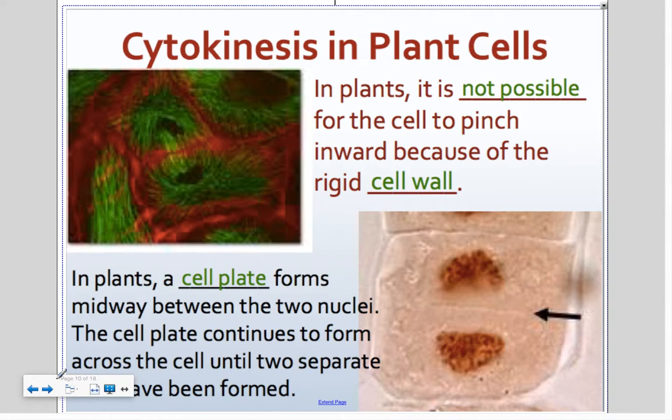So what happens in plants is, instead of pinching off, a cell plate forms and grows between the two new nuclei. This allows it to separate the contents of the cell. It separates the cytoplasm. It separates our two new daughter cells that have been formed in the plant. So you can see one forming here in this microscope picture, separating the newly formed materials.